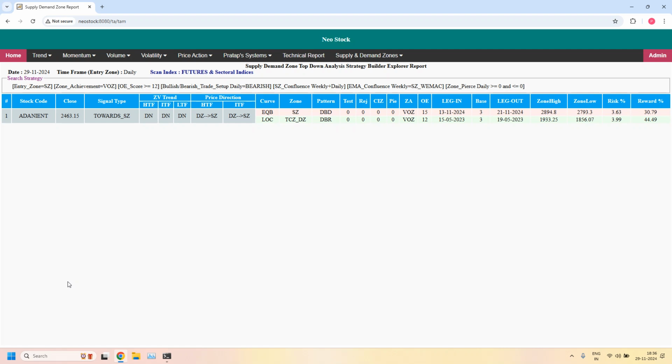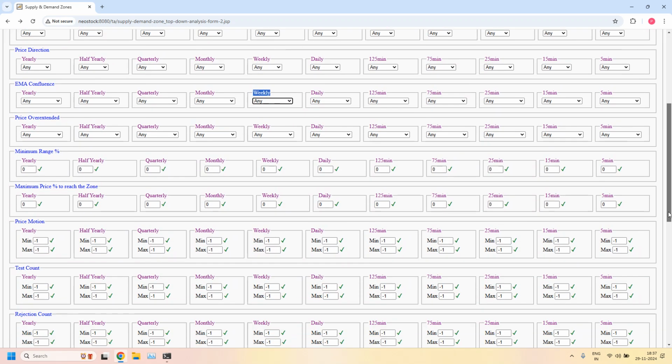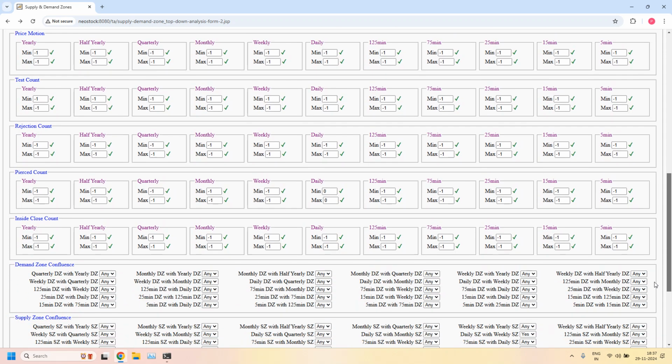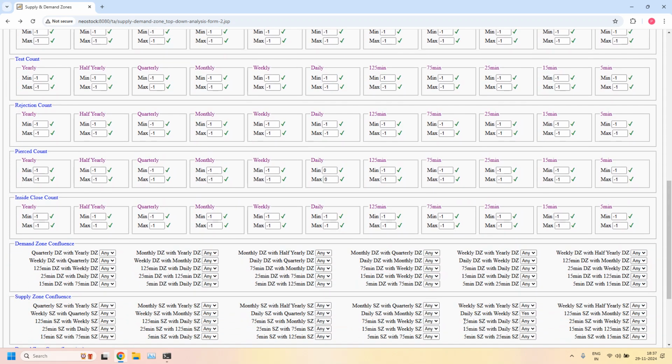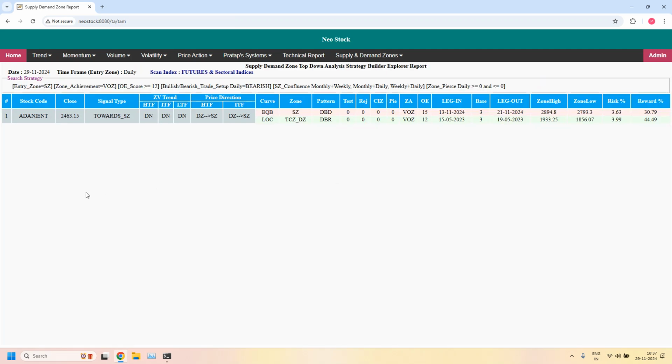Okay, this is based on LTF and ITF supply zone confluence. Now let us look for LTF, ITF, HTF supply zone confluence. Removing this EMA filter. In the supply zone confluence, 3 filters we have to set. First filter is already enabled, daily with the weekly supply zone confluence. Next, daily supply zone with monthly supply zone confluence, and weekly supply zone with monthly supply zone confluence. With all the 3 filters, LTF, ITF, HTF, supply zone confluence, we got only one stock.